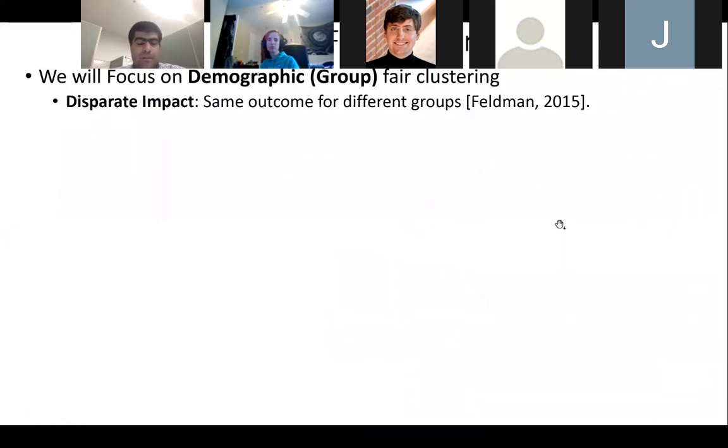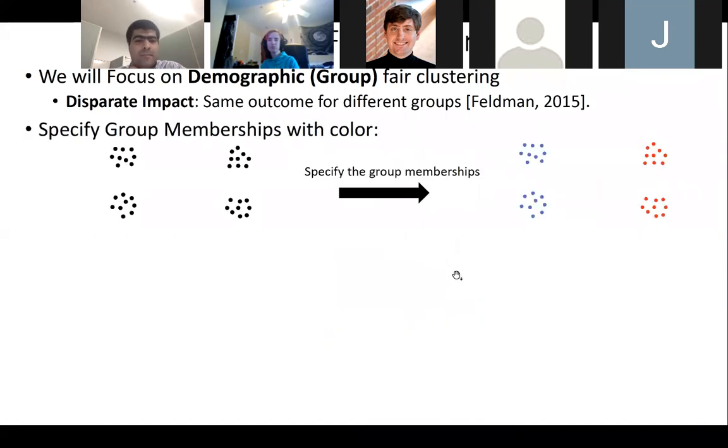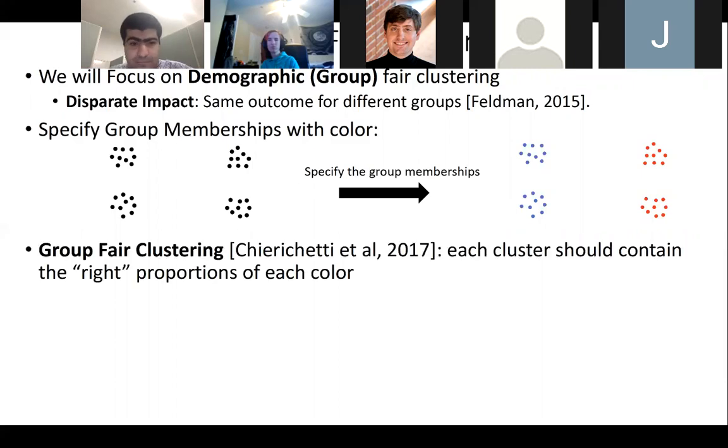All right, so the definition of fairness which we will focus on is what they call demographic or group fairness. Demographic or group fairness is based on disparate impact, which basically says that we should get the same outcome for the different groups we have. So the first step in group fairness is, given a collection of points, you have to assign their group memberships. And we do so by assigning them colors. So red denotes one group and blue denotes another group.